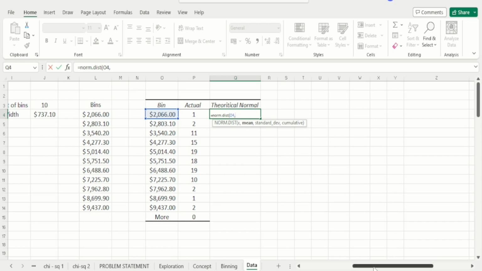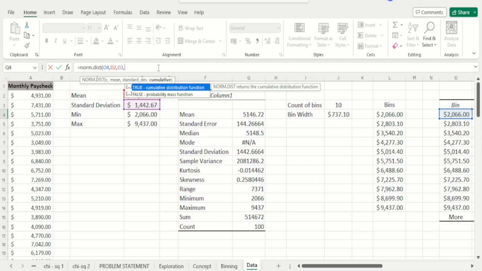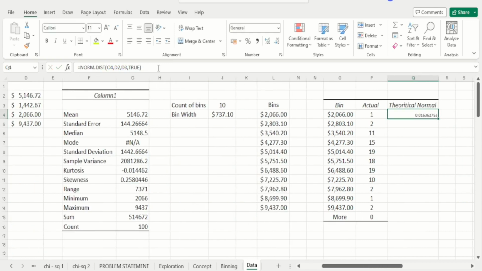So what's the mean? The mean that we have here is 5146, and then the next thing we need is the standard deviation. Once you've done that, remember we have two options, true and false. We are going after the cumulative distribution function, so we're going to use the Boolean value of true. There we are, and that's your cumulative distribution function right there. Okay, this is the value. Let's change that number.